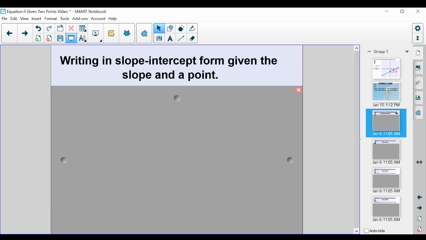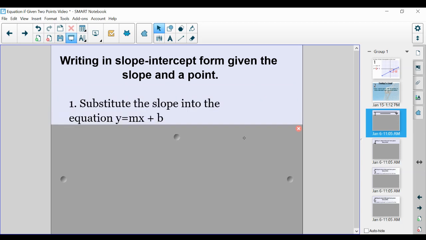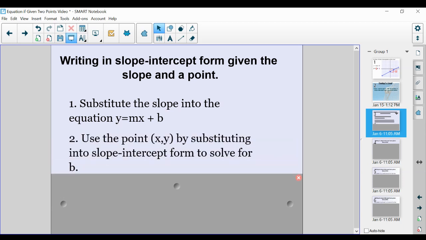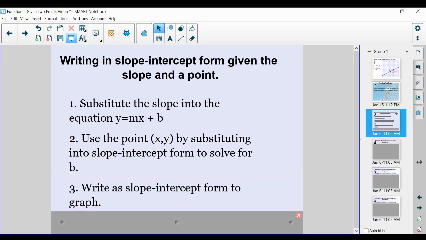But first, let's recall the steps that we took in writing slope-intercept form given the slope and a point. The first thing we did was we substituted the slope into the equation y equals mx plus b. Then we used the point x comma y by substituting into slope-intercept form to then solve for b. And then we were able to bring it all together and write a slope-intercept form to graph. That's when we were given the slope and a point. But today, we're going to be talking about how to find the linear equation slope-intercept form when given 2 points. Our steps are going to look very similar, but we have to tweak them ever so slightly.